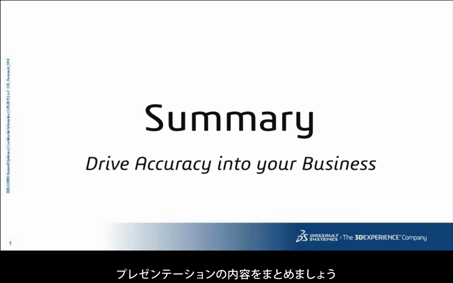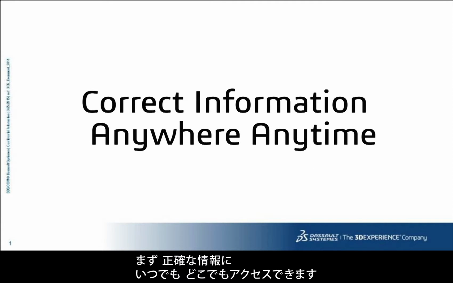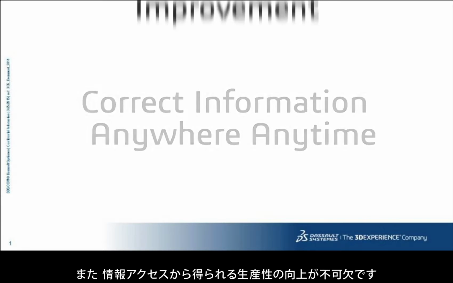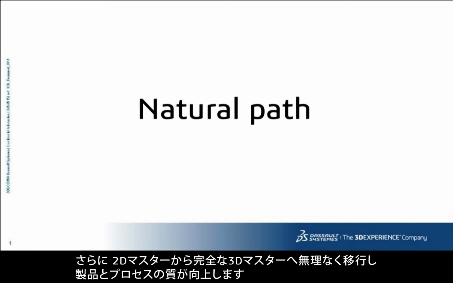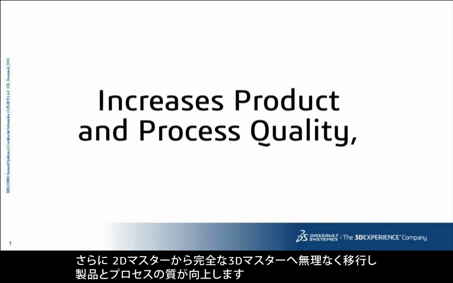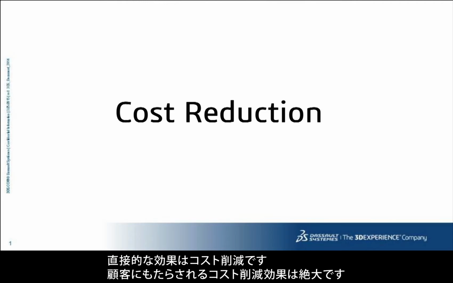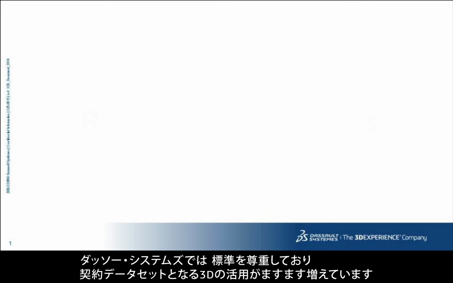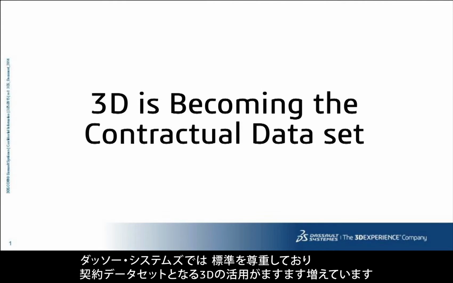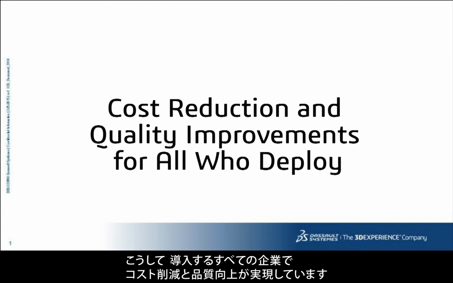To summarize all we said during the presentation. First, we have access to the correct information anywhere, anytime. And the productivity improvement from information is critical. Then, it's also a natural path to go from 2D Master to full 3D Master, and it increases product and process quality. The impact directly is cost reduction, and the savings achieved by customers are huge. Also, we're respecting the standards, and now more and more 3D is becoming a contractual data set. So the cost and quality are available for all who deploy.